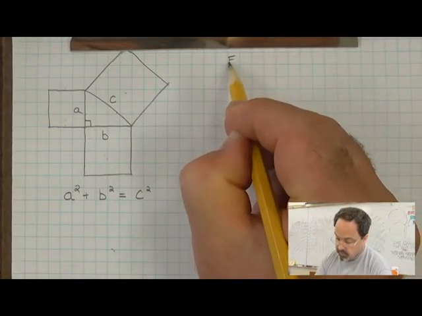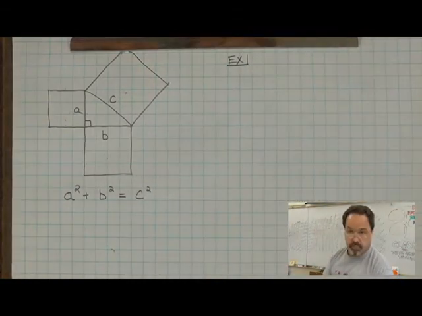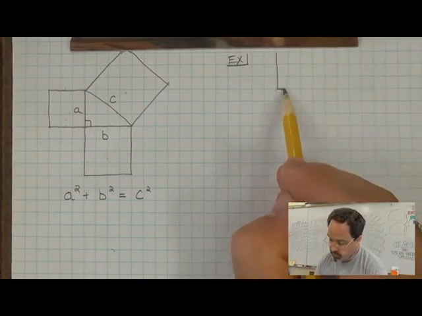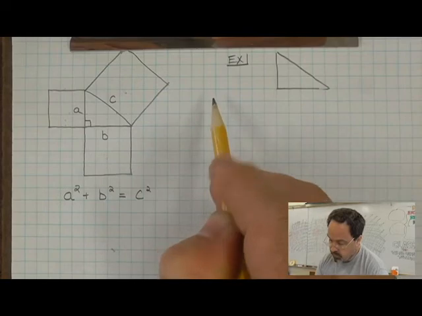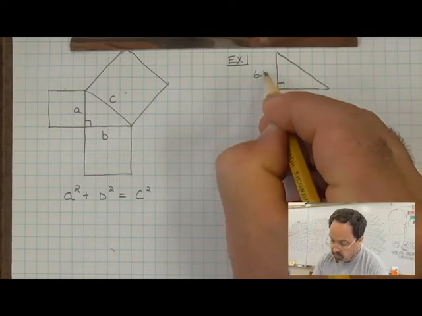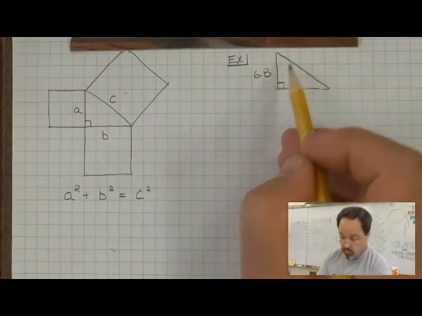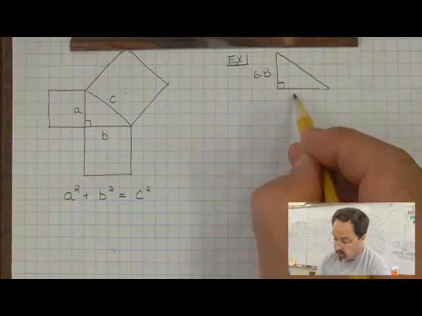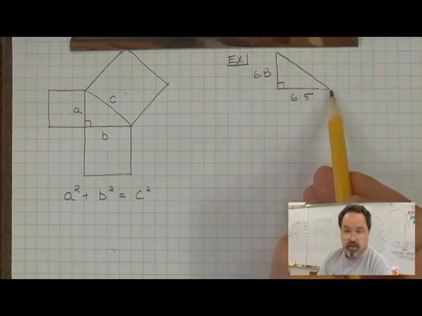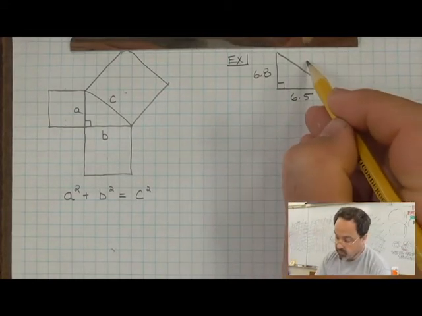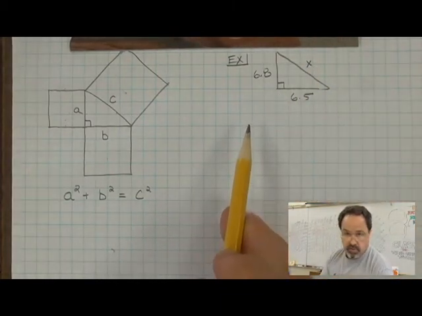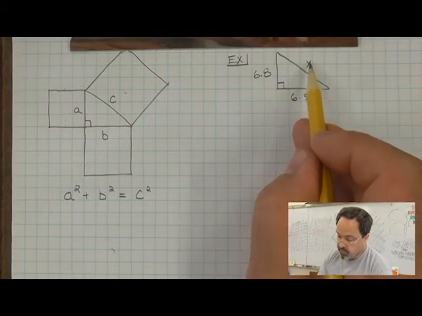Let's use the Pythagorean theorem in a couple of examples. Let's say that we started with a triangle, and we know that it's a right triangle, and we have a side length of 6.8, which is one of its legs, and we have another side length of 6.5, which is its other leg, and we are asked to find the side length. Let's label it X. X is the hypotenuse in this right triangle. How are we going to find X?